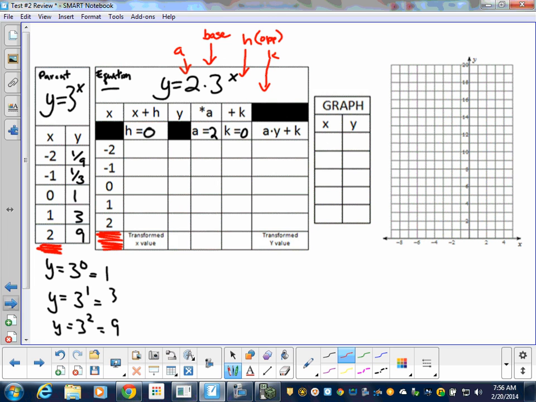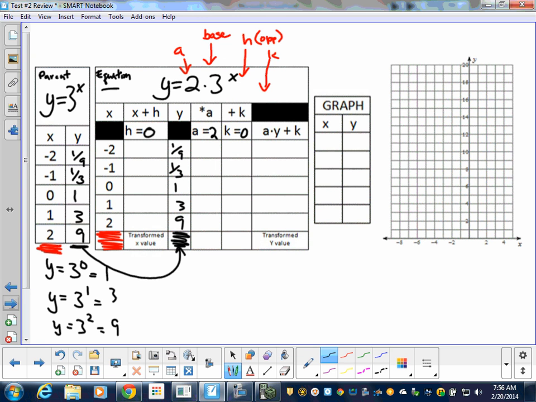I just rewrote them over. And then these numbers right here are going in this column where y is, and I just rewrite those numbers over again. So that's 1/9, this is 1/3, this is 1, this is 3, this is 9. Okay, that's how you use this table. You take these numbers and put them right there.